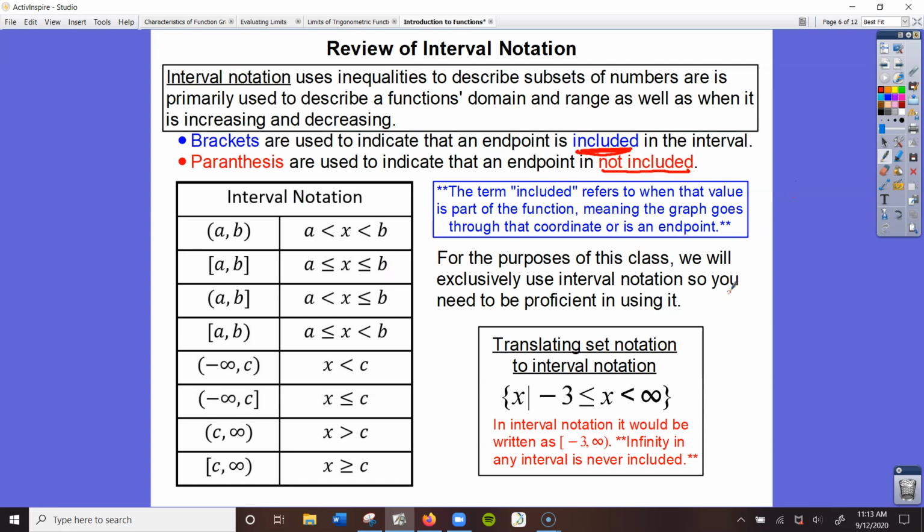It's important to note as well that infinities are never going to be included. Included values have to be coordinates or points. Now with infinity, you can't put a point on infinity. You can't stop it, so therefore we can never include infinity.